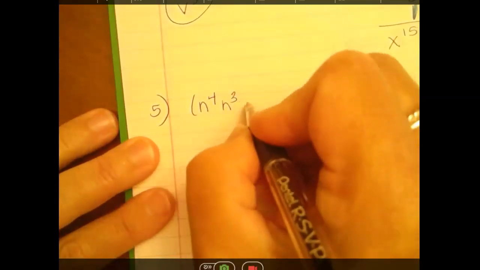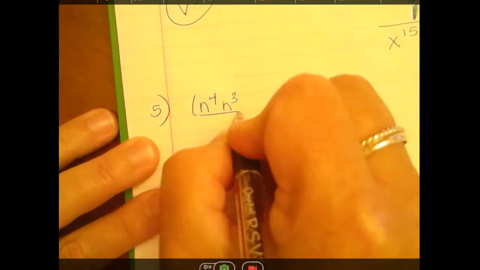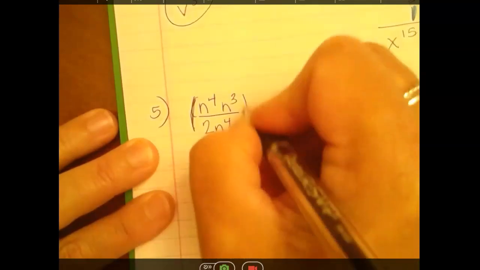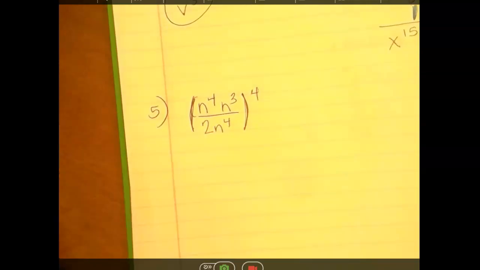Cinco. We're on to Cinco de Mayo. N to the 4th, parentheses, n to the 4th, n to the third. This is kind of a weird problem that has over 2n to the fourth, and all of that is to the fourth power. So the whole fraction, the top and the bottom, is all in parentheses, which means that every single thing in there has to go to the fourth power up here.